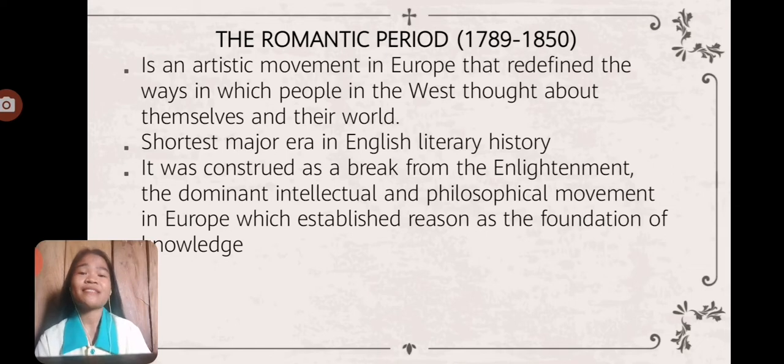The Enlightenment is the dominant intellectual and philosophical movement in Europe, which established reason as the foundation of knowledge. So while the Romantic period is an artistic movement, the Enlightenment is an intellectual and philosophical movement in which reason is believed to be the foundation of knowledge. We have to understand that the Romantic period is against the Enlightenment.